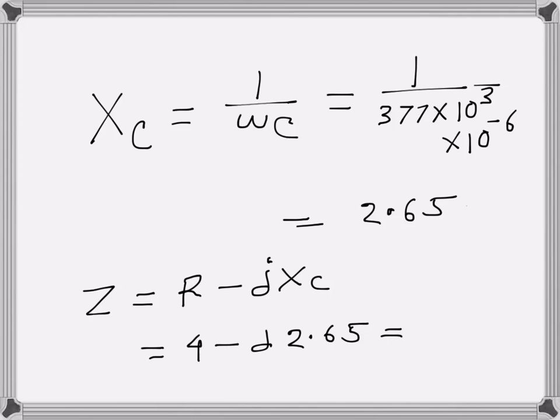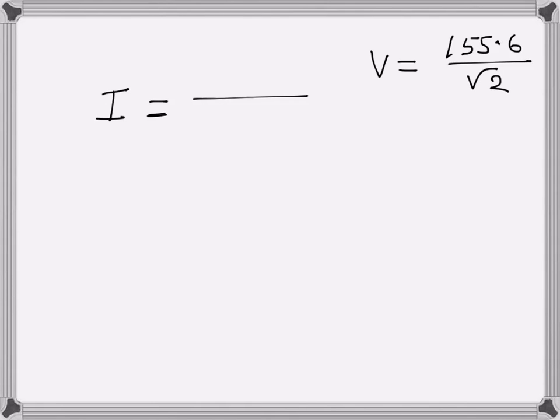Now we can convert it into polar and it becomes 4.8, angle 33.52 degrees. So then we can find the current. Current I will be the RMS value. The voltage here, Vm, is 155.6, so V RMS is 155.6 over square root 2, and that gives us something like 110. I have rounded up, it's probably 109 something, but I have rounded up to 110. So that's the value of the voltage.